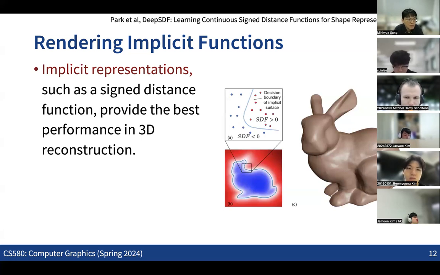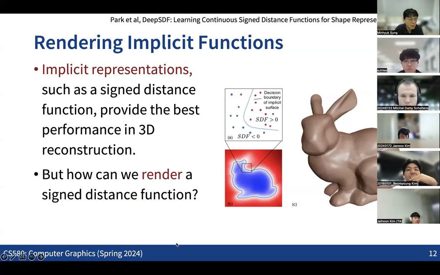But also here, the problem is that once we reconstruct some 3D things into some kind of implicit representation, if we want to compare this output with the given 2D images, then we also need to involve some kind of rendering pipeline for the comparison between the 2D and the 3D, right? Then the question is how we can render such an implicit representation. For example, if we have a designed signed distance function, how can we render it into the 2D image? So this is also one big problem.